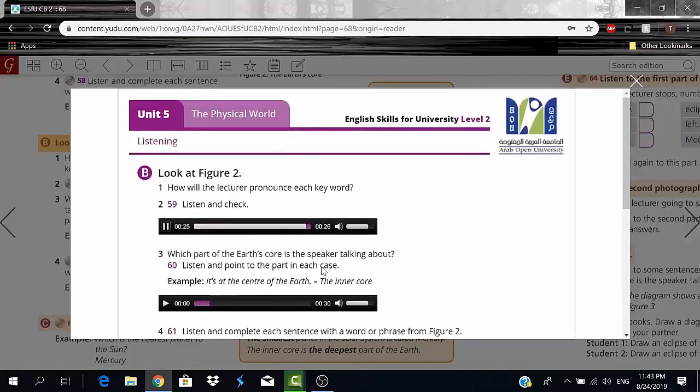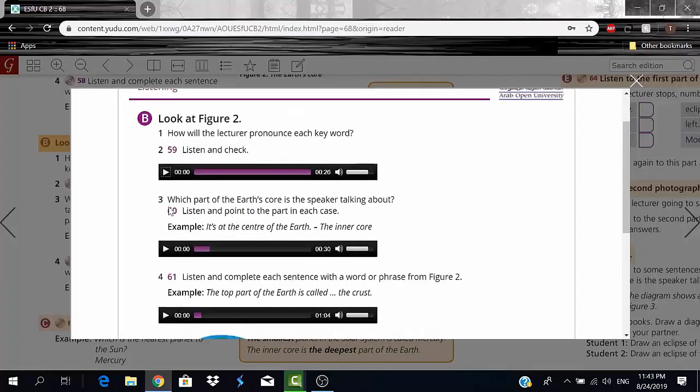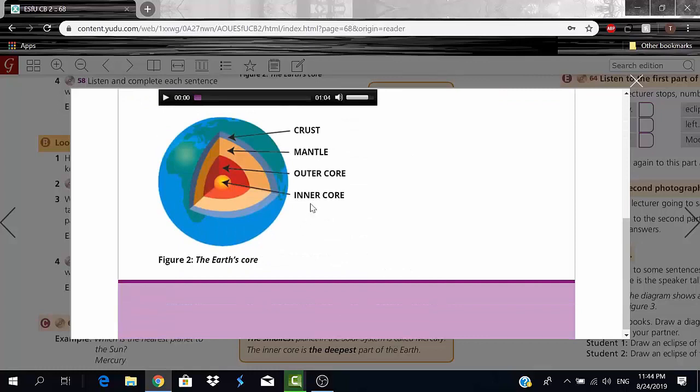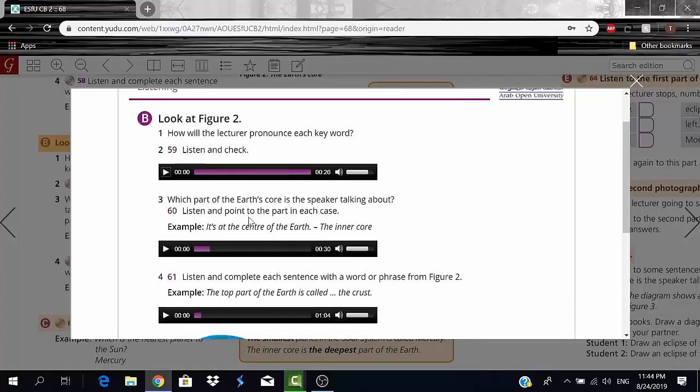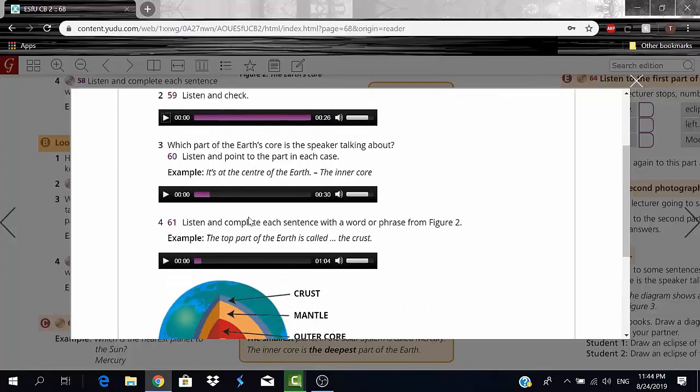All right, so this is how the lecturer pronounces those keywords. All right, so now let's go to number 3. Which part of the Earth's core is the speaker talking about? Okay, listen and point to the part in each case. So let's have an example of what to expect right here. In the audio, we're going to hear stuff such as, it's at the center of the Earth, and we're going to have to say, what is it? So is it the inner core, outer core, mantle, or crust? Just like we did in exercise A, I'm going to be speaking over the audio without pausing. All right, here we go, you guys.